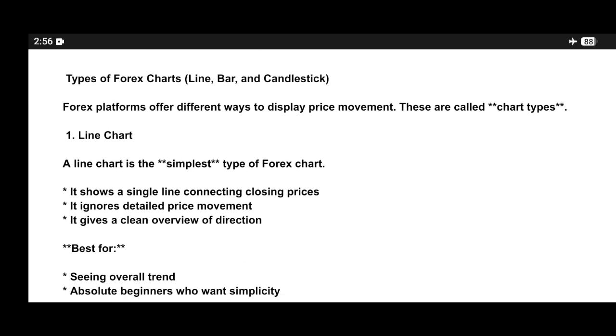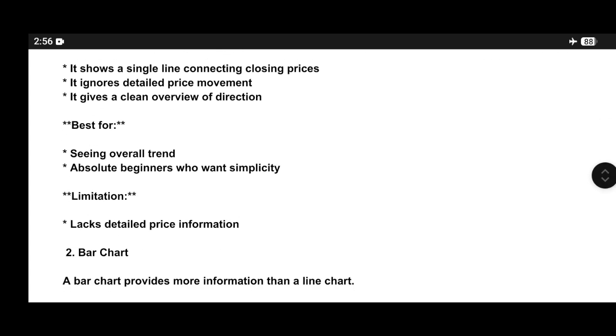It shows a single line connecting the closing price. It ignores detailed price movements, and it gives a clear overview of direction. It is best for seeing overall trend. Also, it is best for absolute beginners who want simplicity. But the limitation is this: it lacks detailed price information.